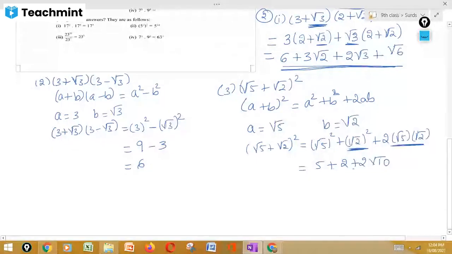See what the students do: they will add all these three things. This should not be added, because it is a product combined with the root. So here we can add only the two rational numbers, that is 5 and 2.